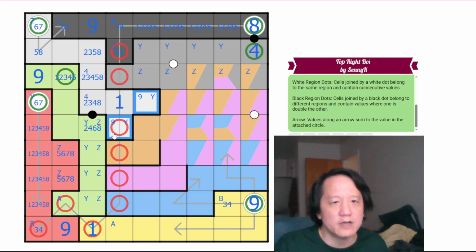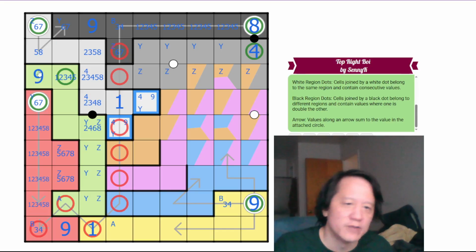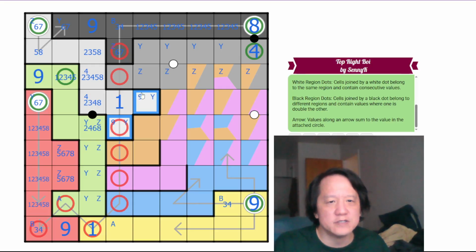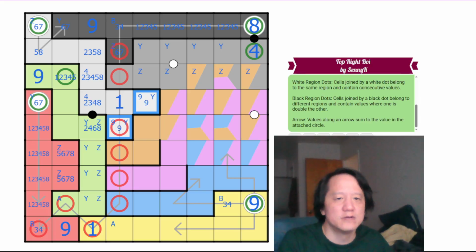So this has to be 9 and Y here. Well, where is Z? Z can't be either of these now. So Z has to be here. So this is Z. Wait, that doesn't work. Shoot. What? Oh, no, we already have Z. Sorry. We have Z in this region. Okay. So then Y does have to be there. Then this cannot be 4. This is 9 and the other 6, 7.